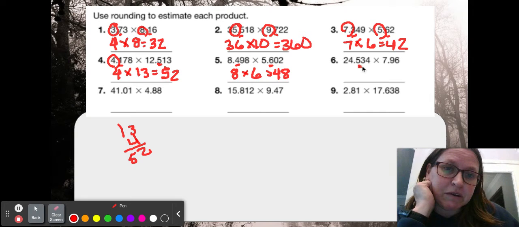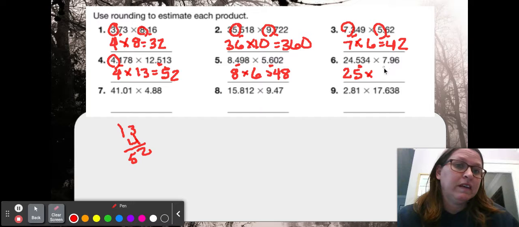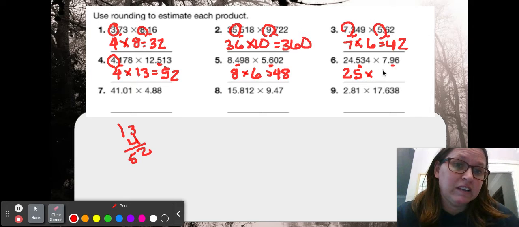Let's look at this next one. This 5 right here tells me that my 24 becomes a 25 times, and this 9 right here tells me that my 7 will become an 8. 25 times 8 equals 200.